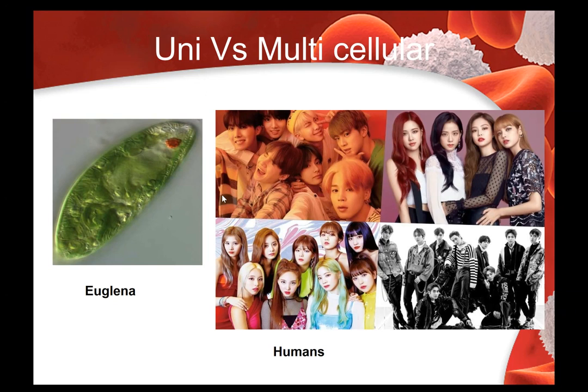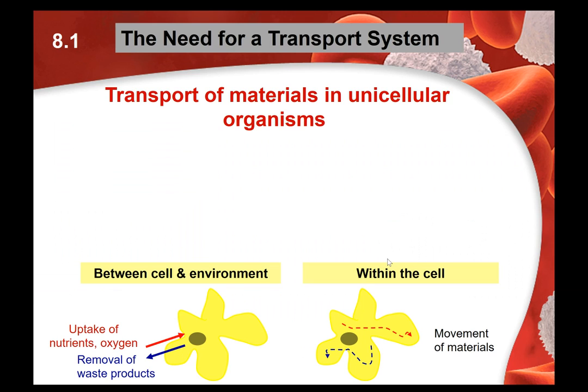I'm now showing this picture about unicellular, which is one cell like the Euglena, versus multicellular like humans like us. Multicellular also refers to animals and many other organisms that make up more than one cell. So what is the difference between the two? Mainly, one is actually one cell, the other one is multicellular. So let's take a look at unicellular.